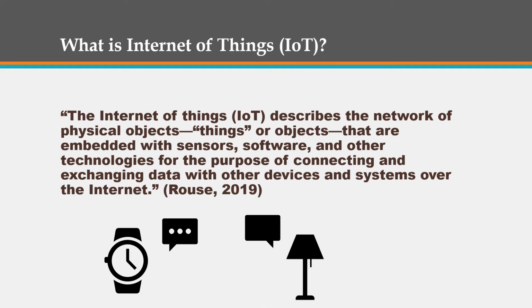What is Internet of Things? According to Rhodes, Internet of Things describes the network of physical objects, things or objects that are embedded with sensors, software, and other technologies for the purpose of connecting and exchanging data with other devices and systems over the internet. Basically saying that the objects are able to connect to internet, interchange information, and interact within them, and between the users as well.